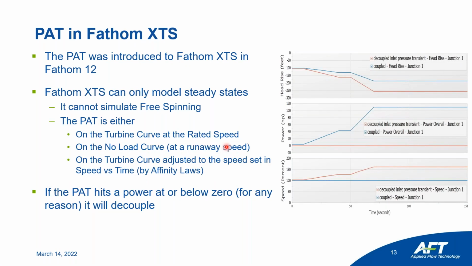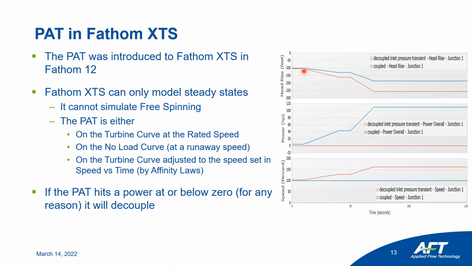Let's talk about the PAT in Fathom XTS. The PAT was introduced to Fathom XTS in Fathom 12. The key difference between the PAT in Fathom XTS and in Impulse is Fathom XTS can only model steady state snapshots. So since the free spinning is inherently transient, it cannot model that.